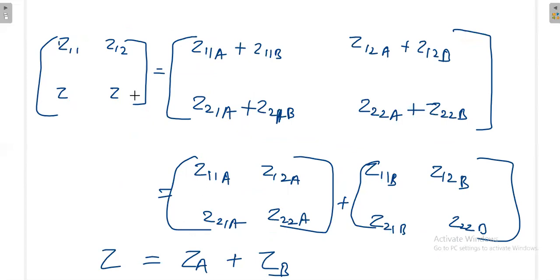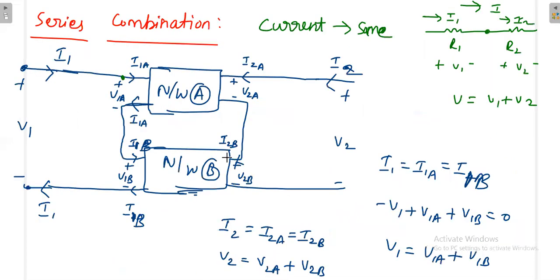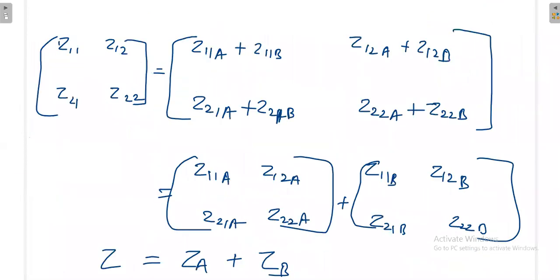Z11, Z12, this is Z21, this is Z22. Okay, so finally we are getting Z in terms of ZA plus ZB. That means whenever you have two networks connected in series combination, if you get the Z parameter of the individual networks, then you can very easily calculate the overall Z parameter. Simply addition. Once the networks are in series, the Z parameters can be added.